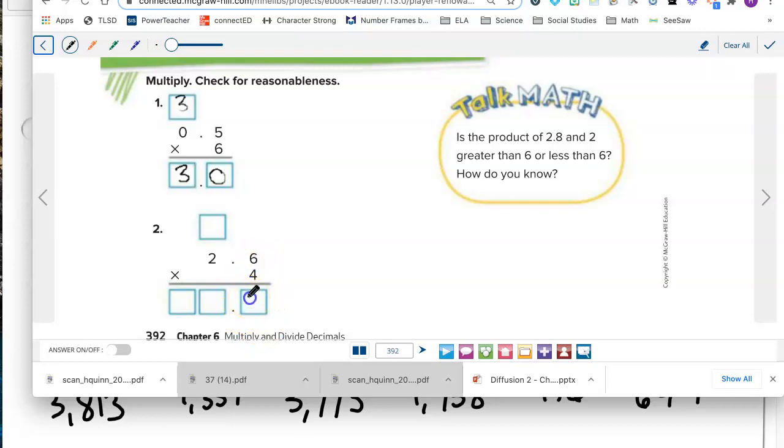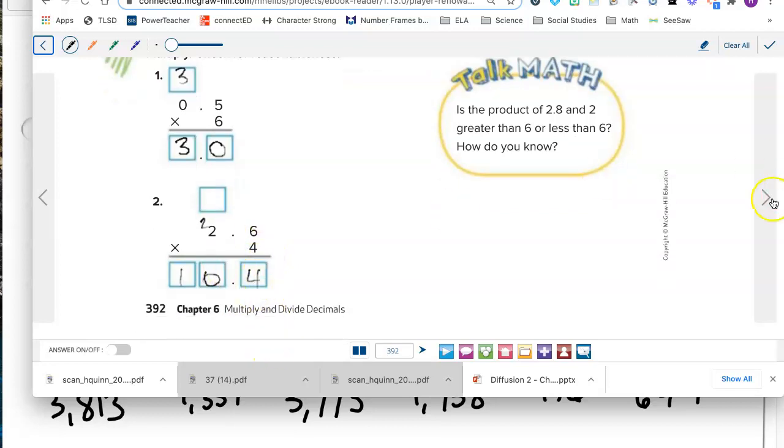4 times 6 is 24. 8 plus 2 is 10. 10 and 4 tenths. That should make sense because 3 times 4 is 12, and that's pretty close.